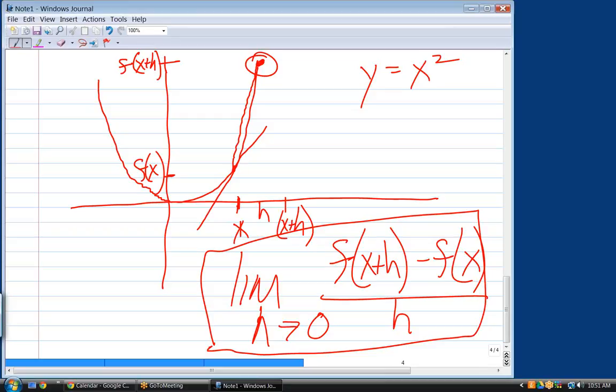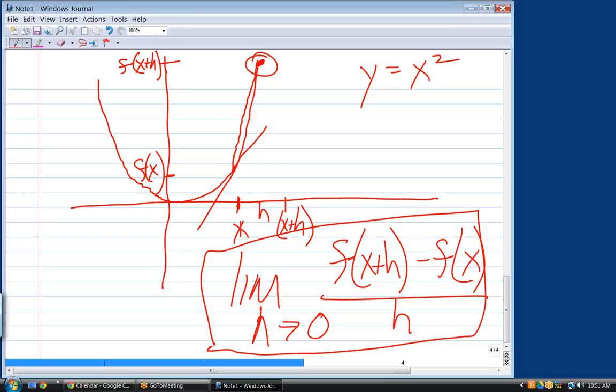And you can have a second derivative, in other words, what's the rate of change of your rate of change? You can have a third derivative. What's the rate of change of the rate of change of your rate of change? So there's no limit to how many derivatives you can take of a function.